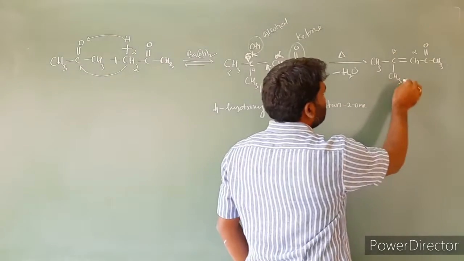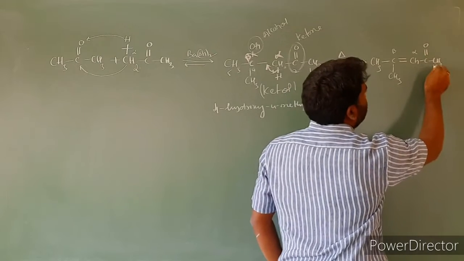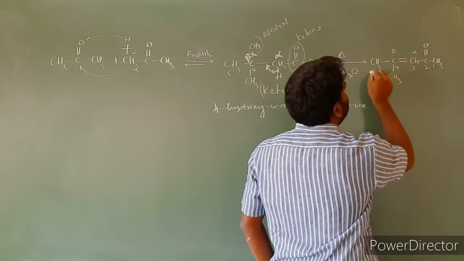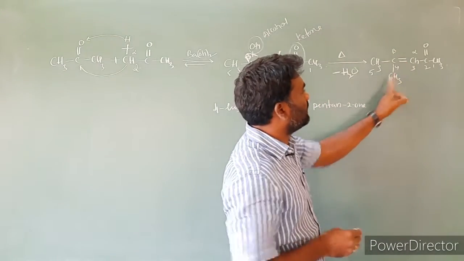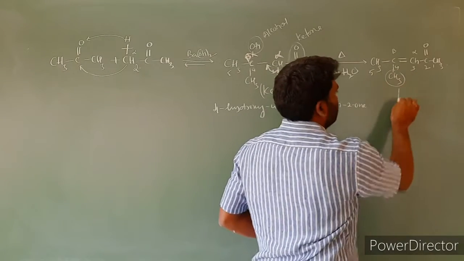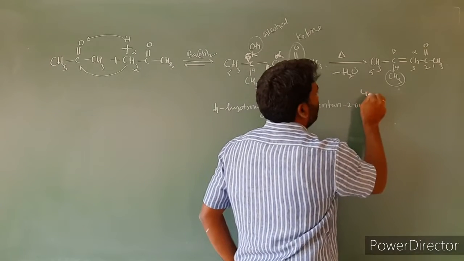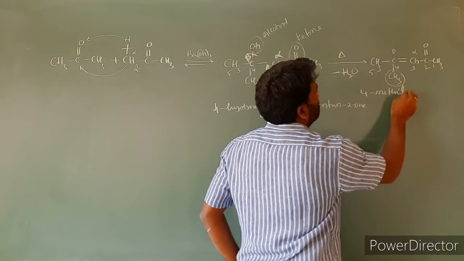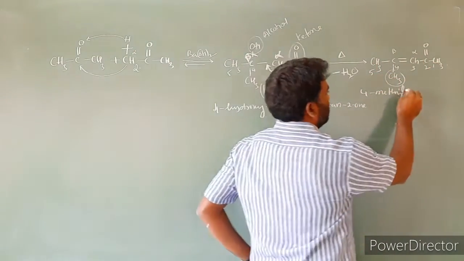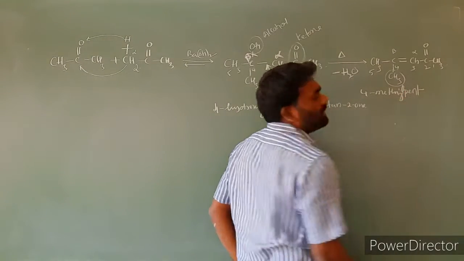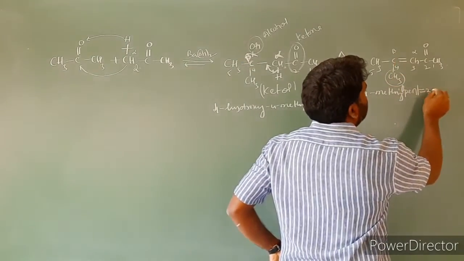We have to write the name of this compound. In this case there are 1, 2, 3, 4, 5 carbons. I am giving number 1, 2, 3, 4, and this is number 5. At the third carbon there is a double bond, and at the fourth carbon there is a methyl group. The name is 4-methyl. The fourth position has a methyl group. Five carbons means we write pent, 4-methylpent. At which position is the double bond? At the third position, so we write 3-en.